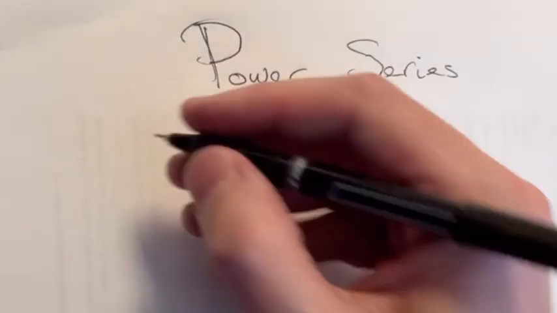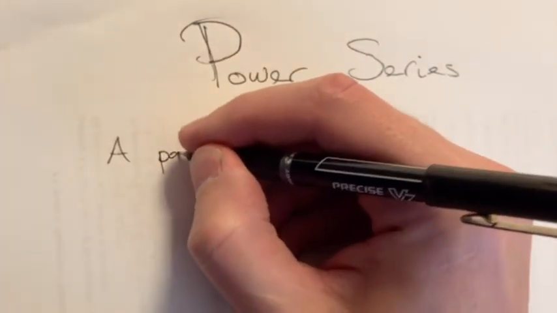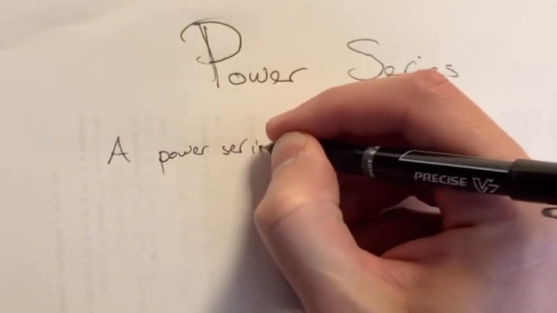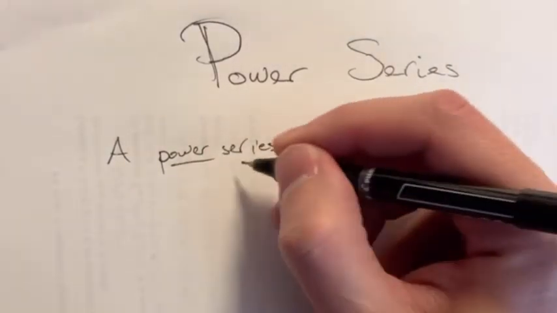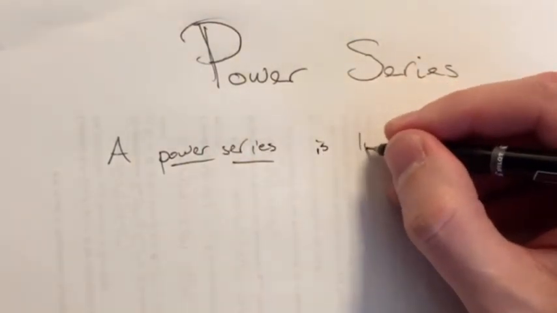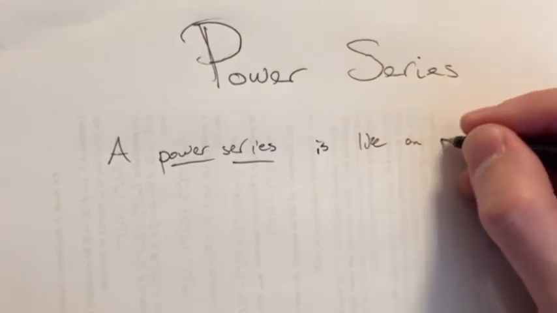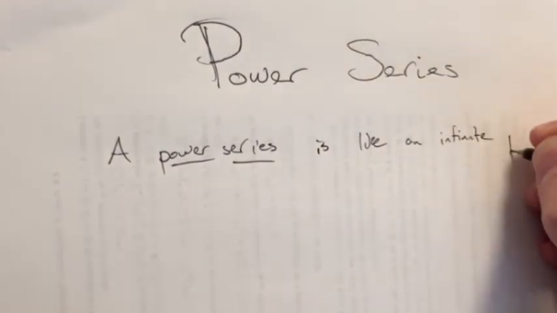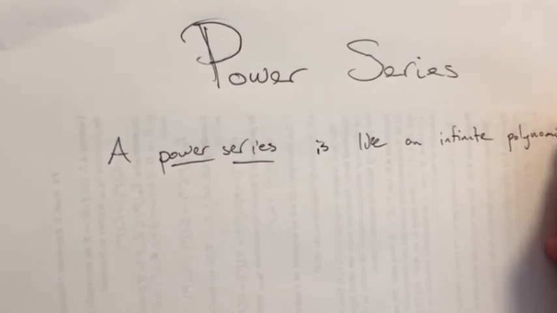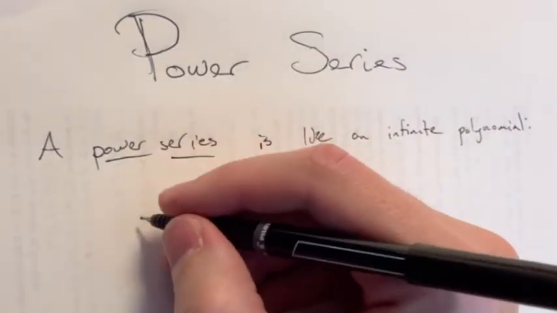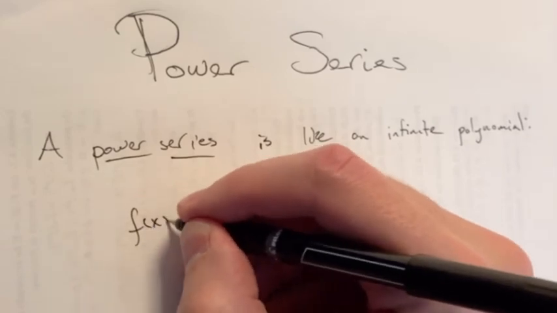So a power series, I'll tell you the definition. A power series is like a series in that you are adding together infinitely many things, adding them all up. But what makes it a power series is that it has variables in there, which are powers of x. So I'll say it's like an infinite polynomial. Something like, we write it as if it were a function.